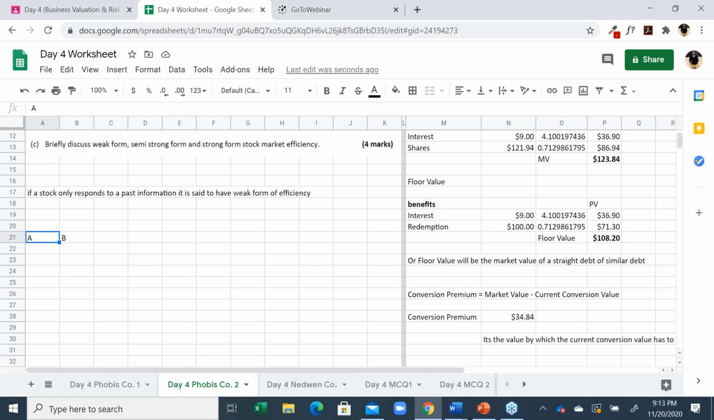So my question to all of you is, if I assume that company B's acquisition is good for company A, I'm just assuming it's good for company A, what do you think the share price of the company will change to? Will it increase or will it decrease? The share price will increase, right?